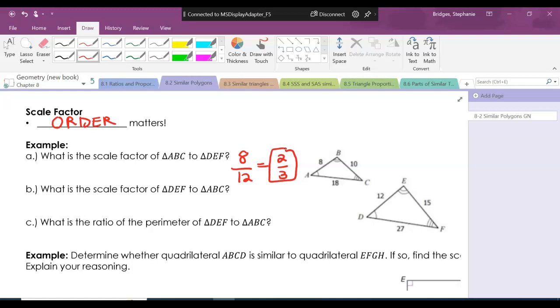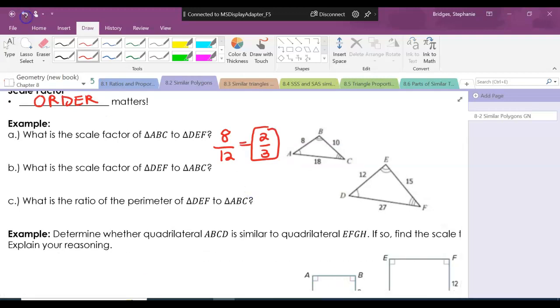What changes about the next question? What does it say? DEF to ABC. So that means I want triangle DEF first and ABC second. Let me ask you a question. Did we already write the scale factor from ABC to DEF? So if I need to switch it, what do you think I should do with that scale factor I already wrote? Just switch it. Put the 3 on top and the 2 on the bottom. I'm using the same two triangles and the same sides. I just want to switch them. I want DEF first and ABC second. The order matters here.